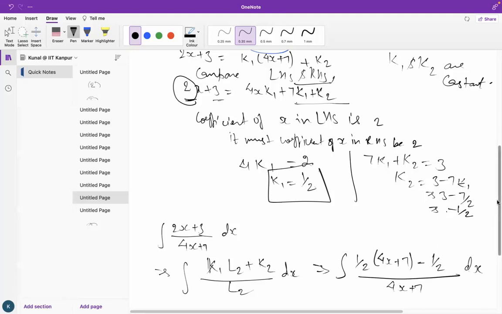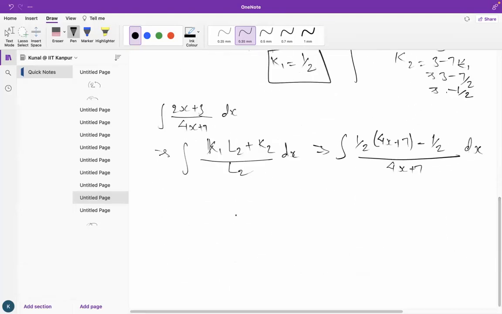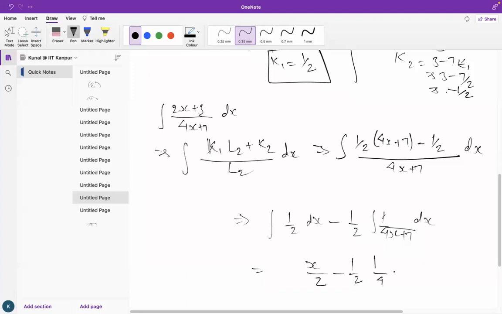And when we solve this, it leads to a problem like half dx minus 1 by 2 of 1 by 4x plus 7 dx. So if we integrate this, we reach the result like x minus 2 minus 1 by 2, and we know the integration of 1 by 4x plus 7 will be 1 by 4 ln. We apply the property 4.